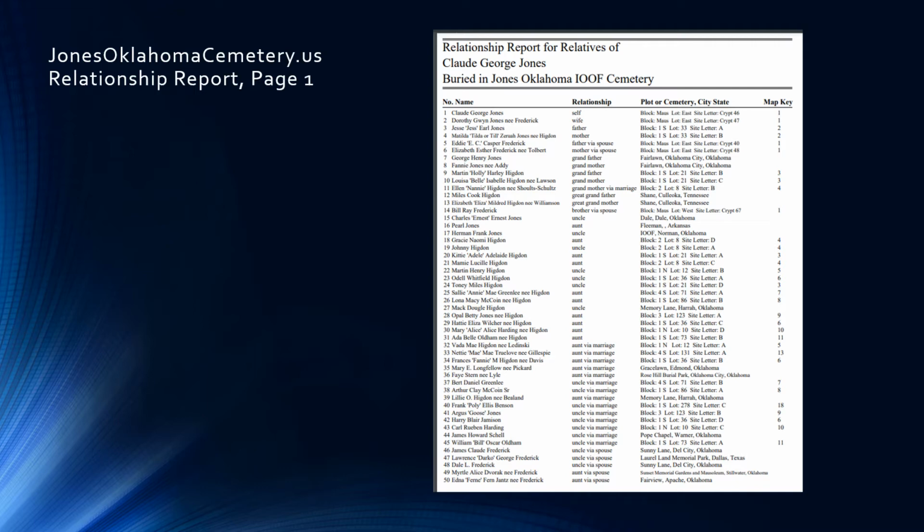So we see the selected person, Claude Jones, at the top of the list. The relationship is self. Next is Dorothy Jones, Claude's wife. Then Jess and Till Jones, Claude's parents. And then after that, all the rest of the relatives that the program can identify. In the next column, the program has a plot description if the relative is also buried in the Jones Cemetery, or the cemetery and city if they aren't buried in Jones.